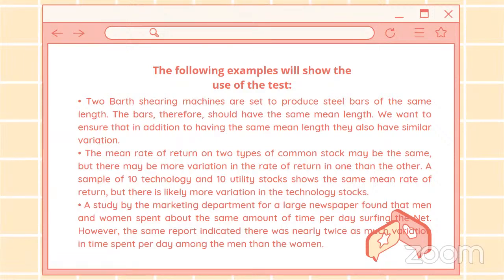The mean rate of return on two types of common stock may be the same, but there may be more variation in the rate of return in one than the other. A sample of 10 technology and 10 utility stocks shows the same mean rate of return, but there is likely more variation in the technology stocks. A study by the marketing department for a large newspaper found that men and women spent about the same amount of time per day surfing the net. However, the same report indicated there was nearly twice as much variation in time spent per day among the men as among the women.